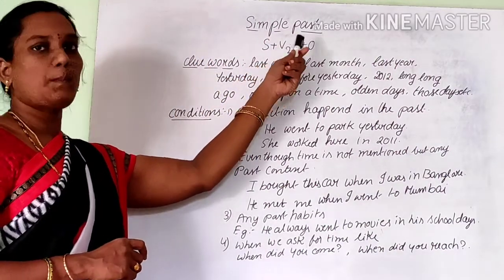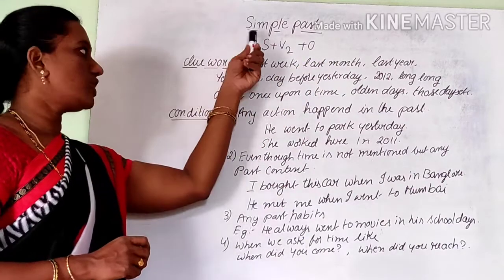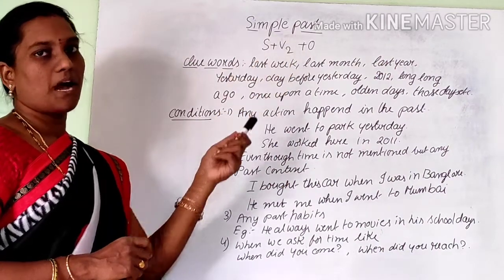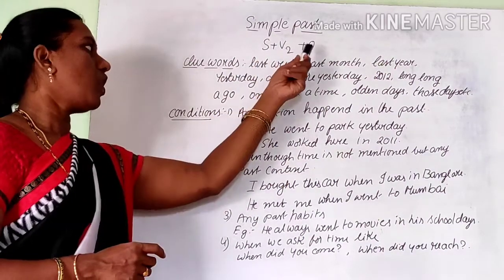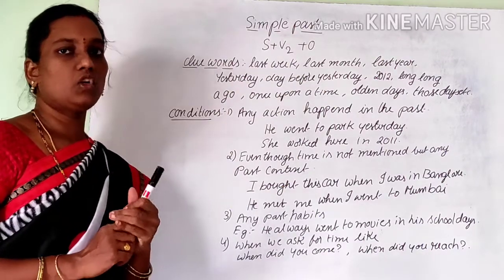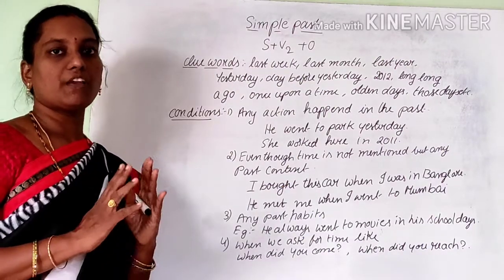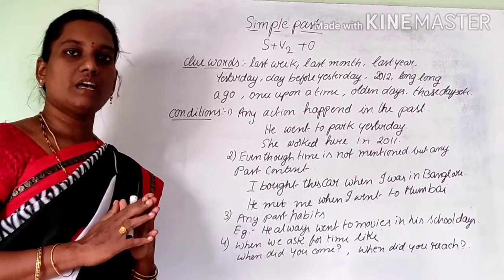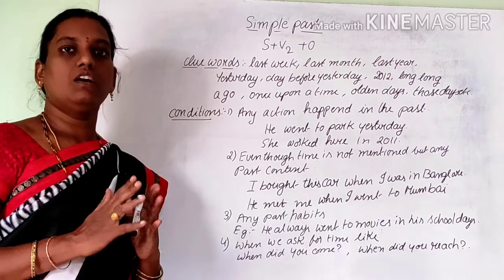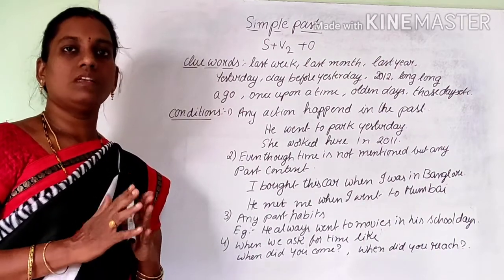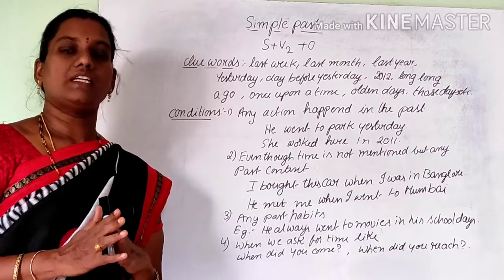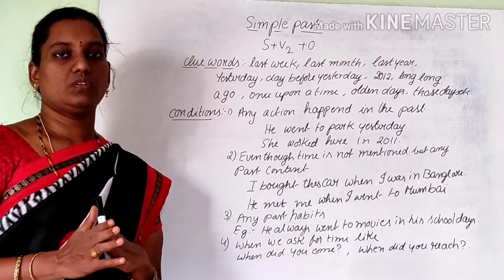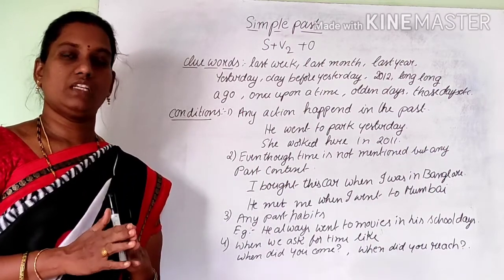Subject plus V2 plus object. Subject is denoted by letter S, V2 is the past tense of V1, and object is denoted by letter O. So what is meant by V2? V2 is nothing but the past tense of V1. For example, work is V1, worked is V2; sit is V1, sat is V2; come is V1, came is V2; go is V1, went is V2.